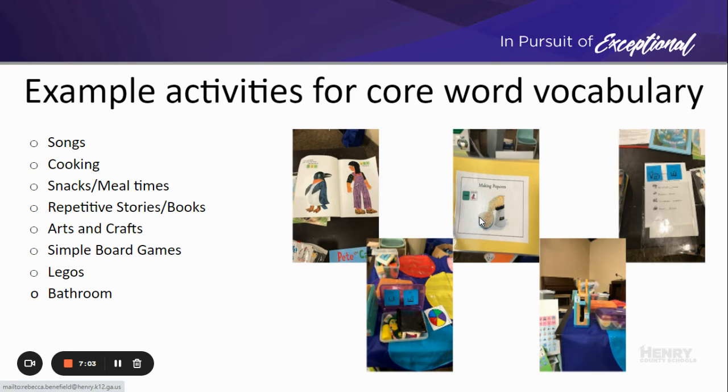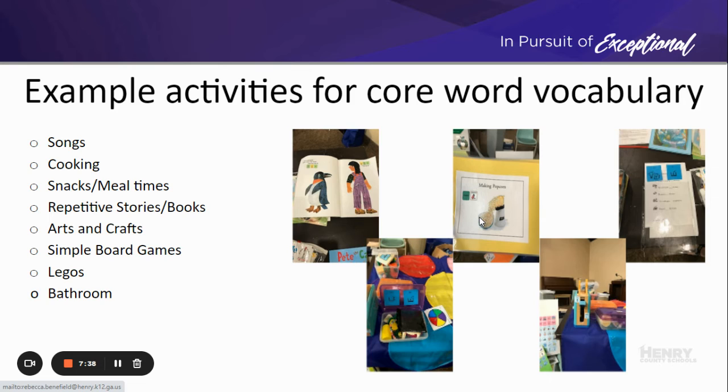Arts and crafts, you can talk about putting it on, taking it off. You can want glue, want scissors, need glue, need scissors, need, want. Those are all core words. Okay, and then simple board games, my turn, your turn. Turn is a core word, so that would be one you would also use. Legos, put on, take off, put on, take off. Those all 4 are core words. So again, you see all these different ways you can incorporate this core vocabulary into small activities you can do with your child every day.